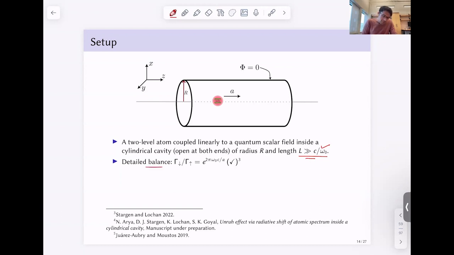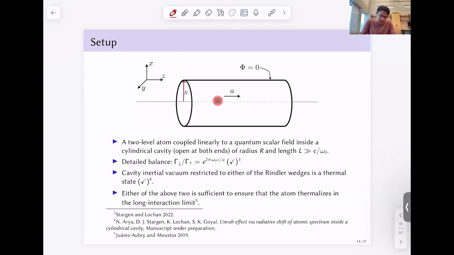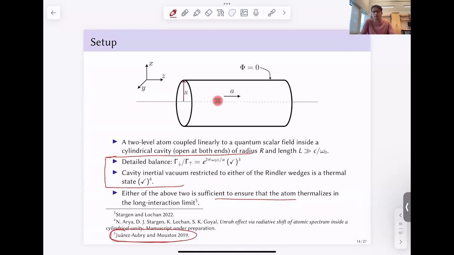And then in this setup, it has been checked that the detailed balance condition is satisfied, and also the cavity inertial vacuum restricted to either of the Rindler wedges is a thermal state. It has already been shown that either of these two conditions is sufficient to ensure that the atom thermalizes in the long interaction limit. So the point I'm trying to make is that this setup probes the standard Unruh effect, the way we defined it earlier.